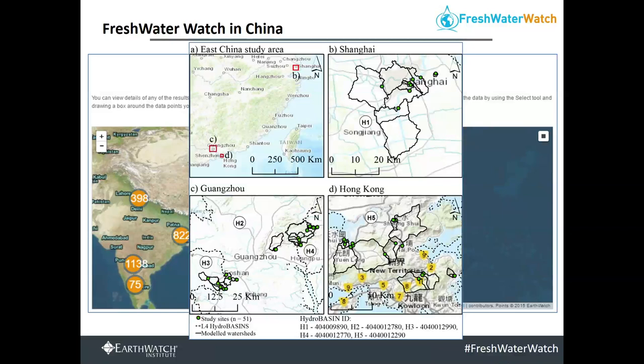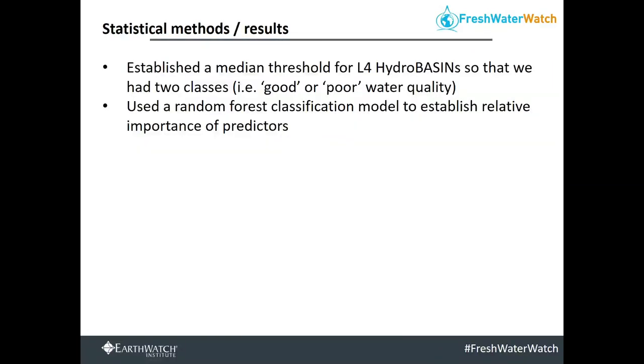We used an L4 to take all the data we generated within it to generate a median. In fact, I should go to the next point. To generate a median from our data for nitrate, phosphate and turbidity, to classify each site as either being above that threshold or below that threshold. This allowed us to start looking at relative water quality, whether it was good or bad, and build a model around that.